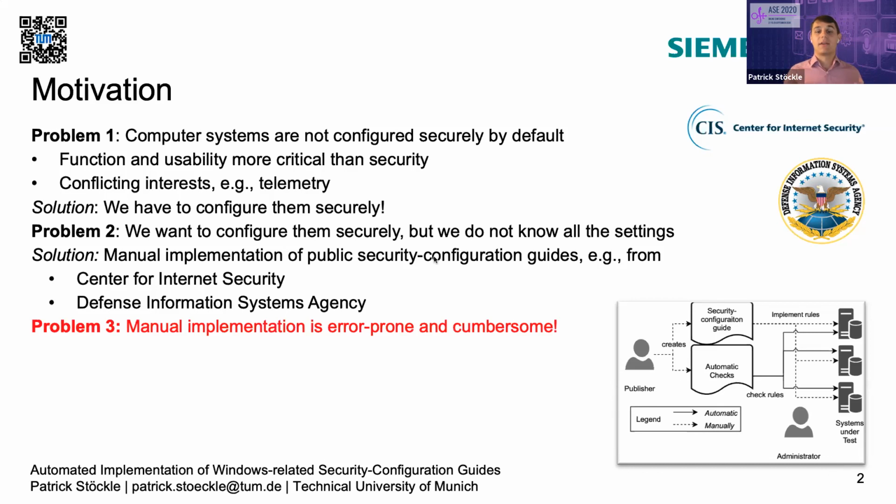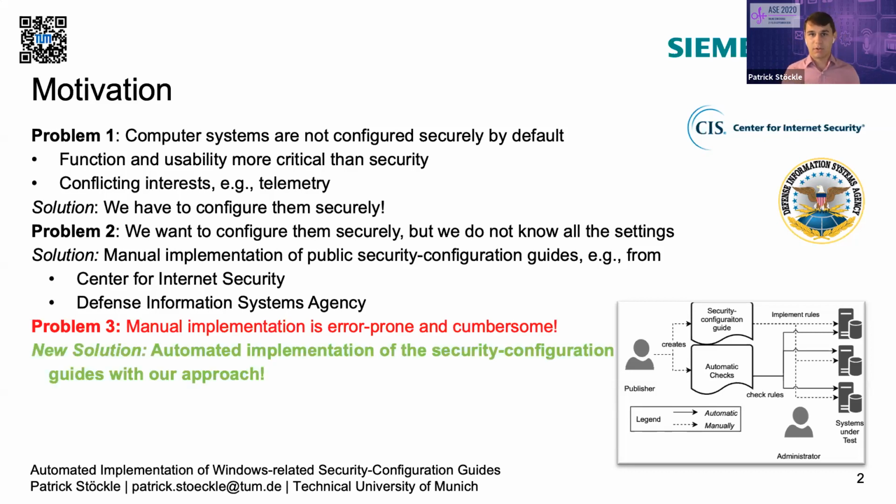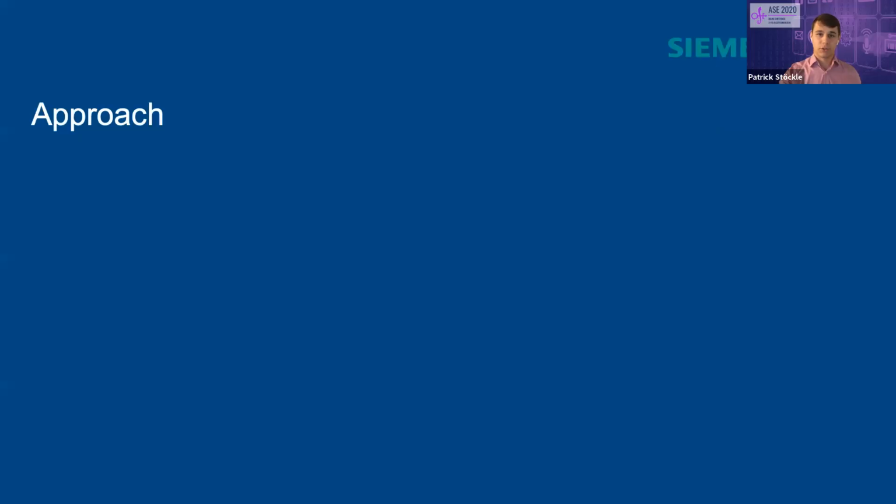The problem is that we usually have to configure them in a manual way, because these guides are really written for humans, and they are basically checklists for humans. And this manual implementation of security configuration guides is error prone and cumbersome, and this is why nobody is actually doing this on a large scale. And now our paper comes into play, because our solution is that we want to automatically implement these security configuration guides, and this is possible with our approach.